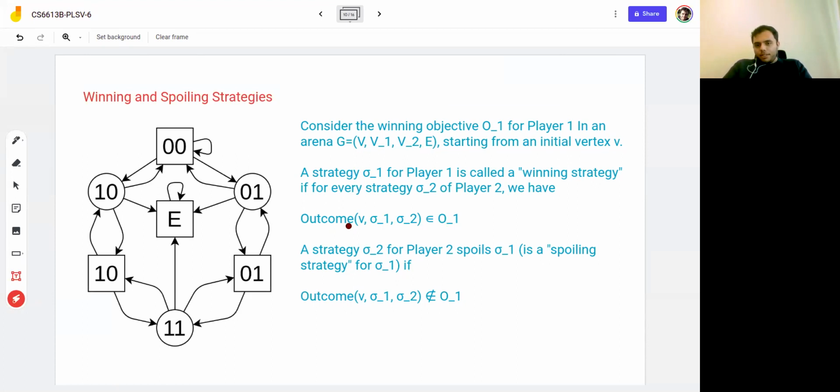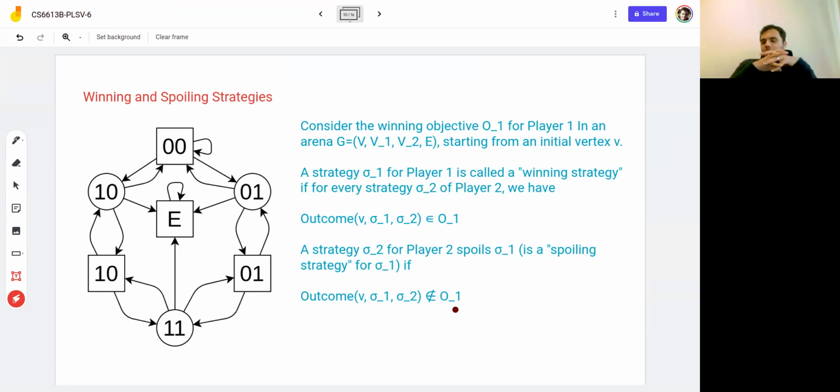So based on this, how do you prove that a strategy is not a winning strategy? Well, in order to prove that, for example, sigma 1 is not a winning strategy, all it takes is for me to give you a strategy for the other player, a sigma 2, such that the outcome is not in the objective. And this kind of strategy is called a spoiling strategy. So sigma 2, which is a strategy for player 2 to play, spoils sigma 1, or is a spoiling strategy for sigma 1, if the outcome of running these two is not in the objective of player 1.